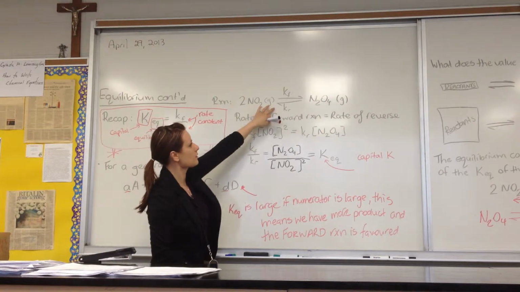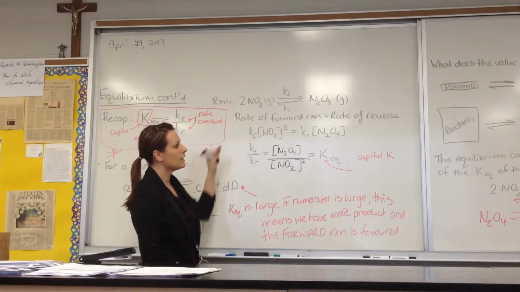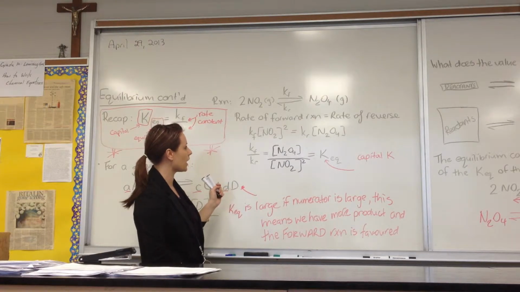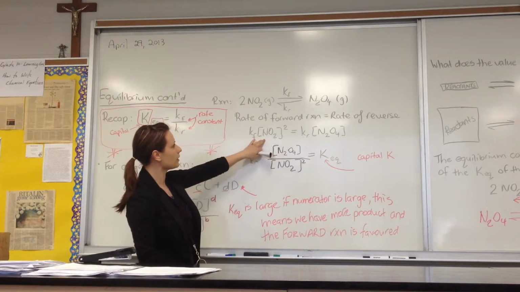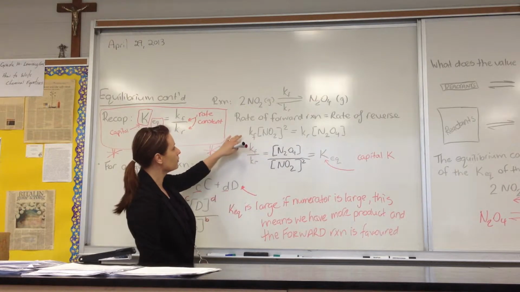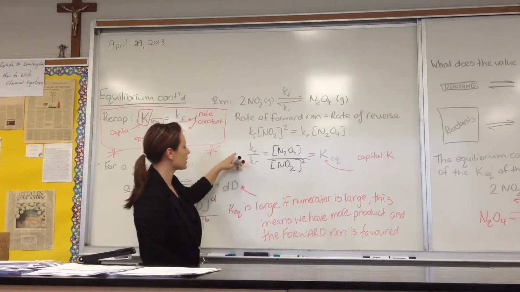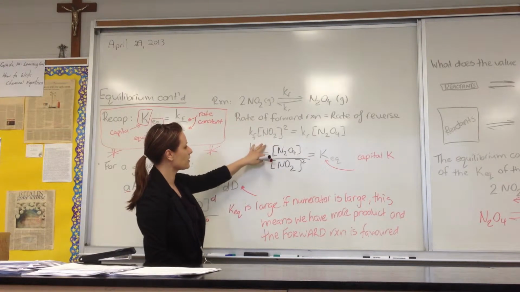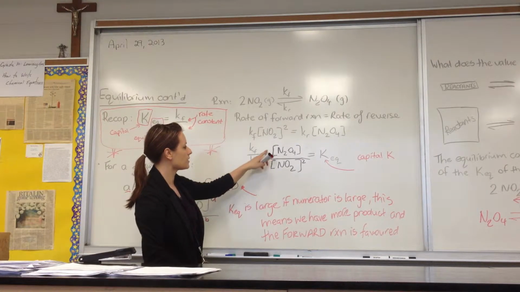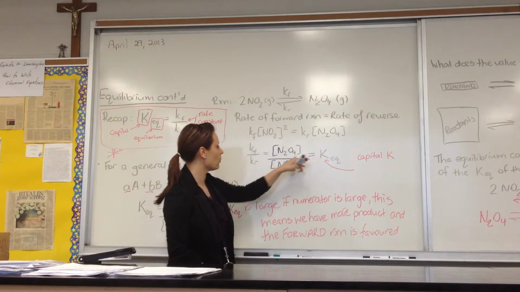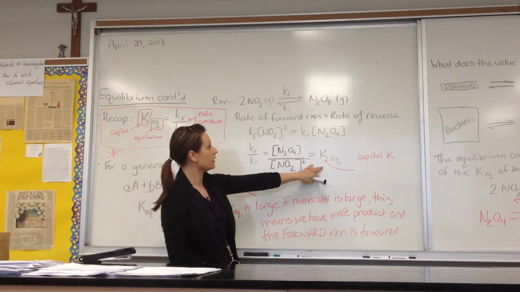The double-headed arrow tells us that the rate of the forward reaction is equal to the rate of the reverse reaction. So if we equate that, and we write our rate law in terms of the starting materials, we equate the two together, and then set up the equation so that we have Kf divided by Kr. This gives us N2O4 divided by NO2 squared, which equals K equilibrium.